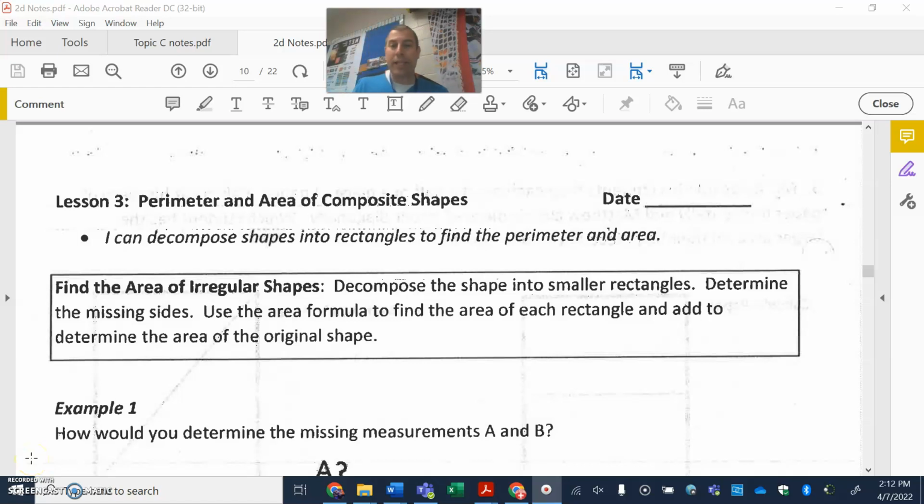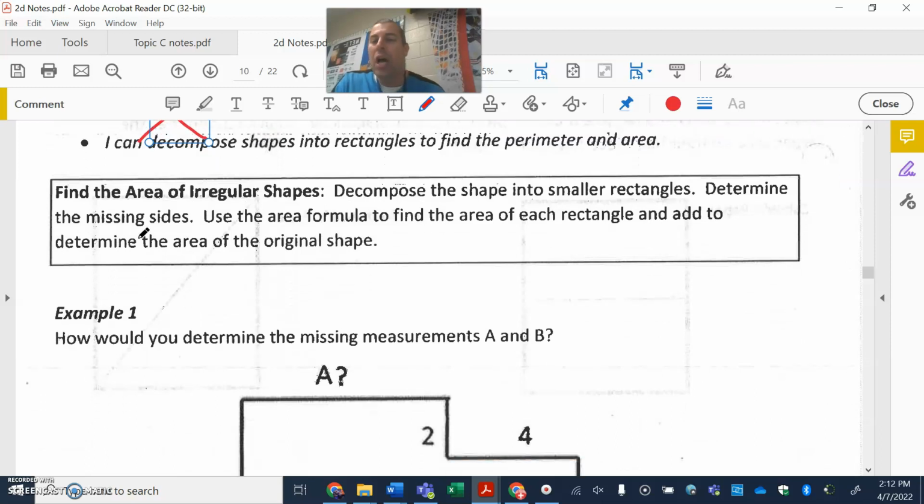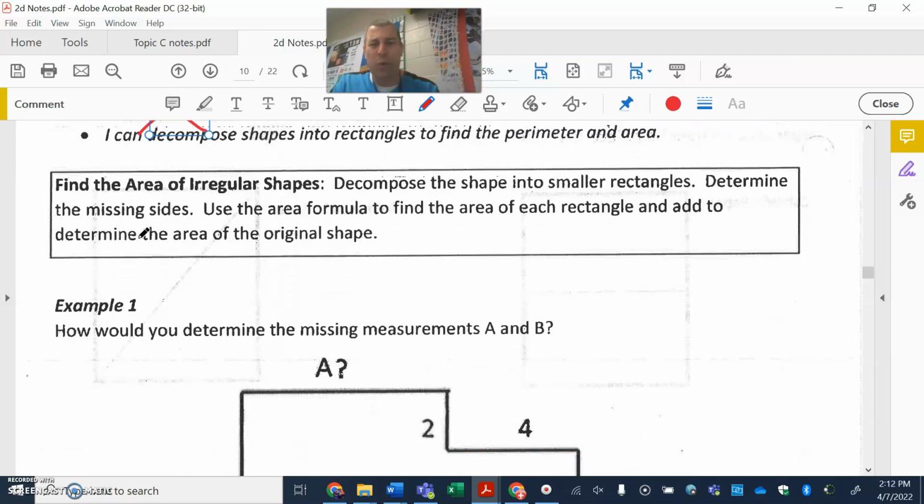Hey everyone, we've got lesson 3 going on here, perimeter and area of composite shapes. I'll be honest with you, we're going to be focusing on the area of it. Again, we're going to focus area-wise here. So we get very fancy with our vocabulary to find the area of an irregular shape.